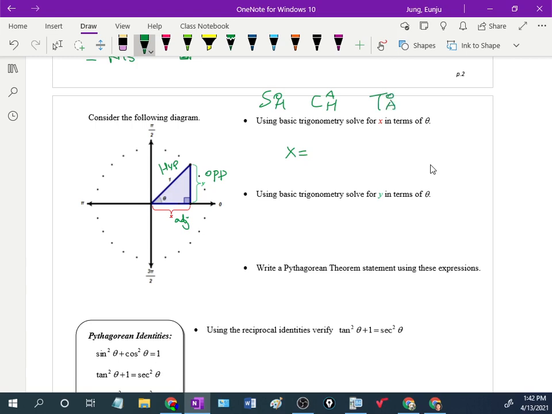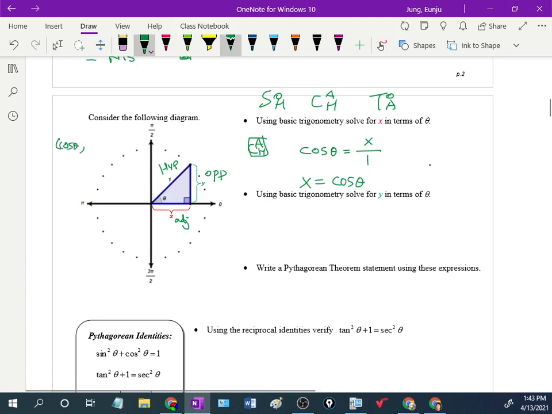SOHCAHTOA. Okay, so I'm going to choose CAH for the equation. So cosine theta is defined as adjacent over hypotenuse. What is the length of the hypotenuse in a unit circle? A unit circle has radius 1, so this is always 1. So x can be written as cosine theta. That's why we say in a unit circle, the x coordinate is cosine theta.